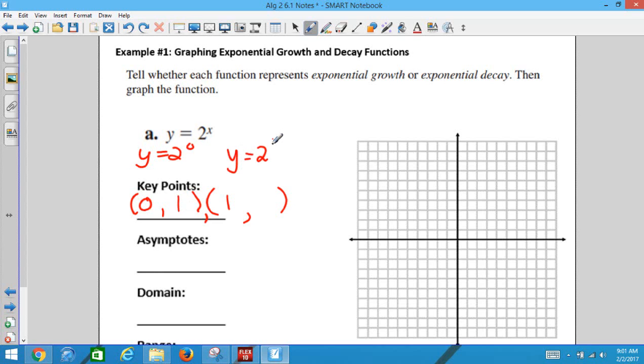Our other key point, we're going to plug in 1. Y equals 2 to the first. What do we get? 2. And we graph those. 0, 1, and 1, 2.